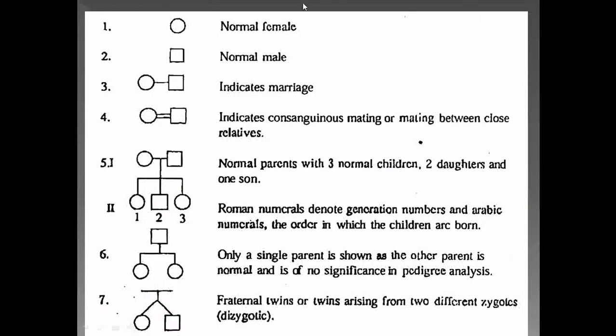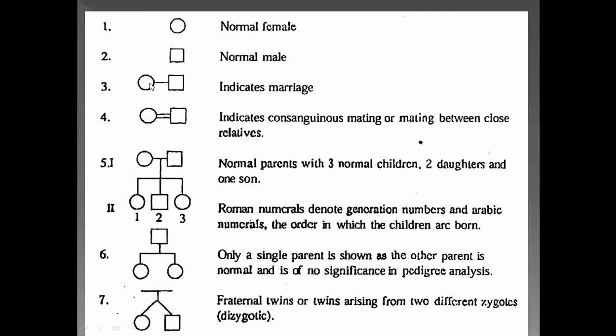Just see here, this is a pedigree chart which shows the presence of different types of symbols. To analyze a particular pedigree chart, we must know about these symbols. This is the basic one, you have to remember it. Here, this single circle explains that this is a normal female. The square indicates a normal male.